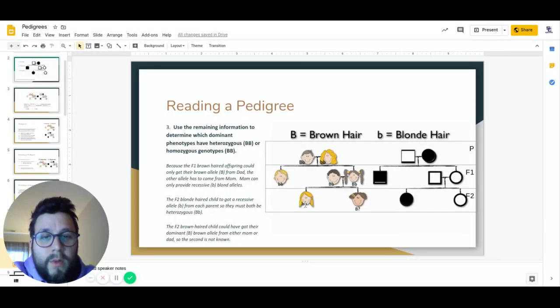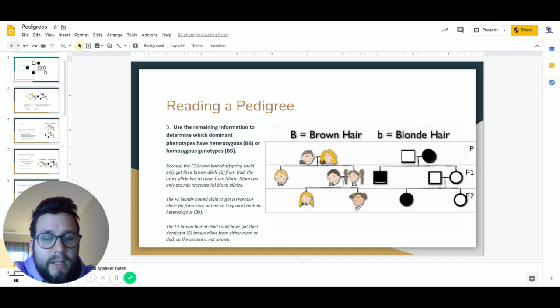So she's got 2 lowercase b's. They are both heterozygous. Now this kid right here, she has brown hair. We know she's got a dominant allele. But who'd she get it from? She get it from dad? She could have got it from dad. She get it from mom? She could have got it from mom. We don't know who it came from, so we can't tell what the second allele is going to be.